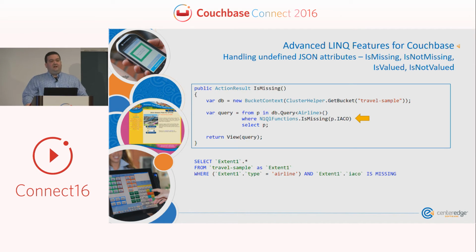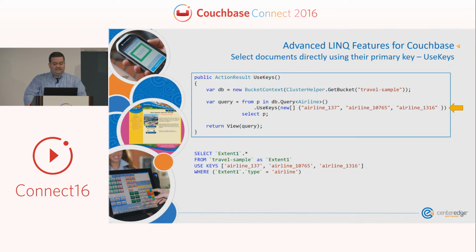This can be particularly valuable when your schema has changed over time, and you want to know if this particular document was written before you were writing this particular attribute onto your documents. There's also the inverse, is not missing, and is valued and is not valued. Is not valued means it's null or it is missing.